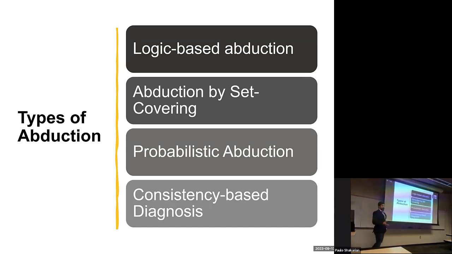So a couple different types of abduction. So we've been talking right now about logic-based abduction. And that's because this is kind of a nice way to start. We can express things and look at rules and understand why. A second type is called abduction by set covering. And this is perhaps the most simple type of abductive problem where the problem reduces directly to the set covering or similar combinatorial problem. Probabilistic abduction, where now we're assigning probabilities to hypotheses. And the last one, consistency-based diagnosis. So we'll talk about each of these a little bit.